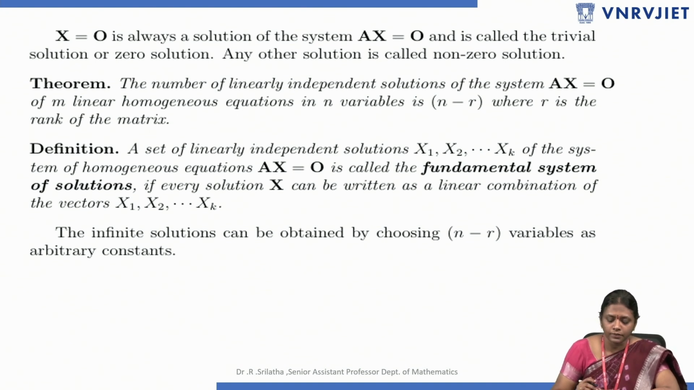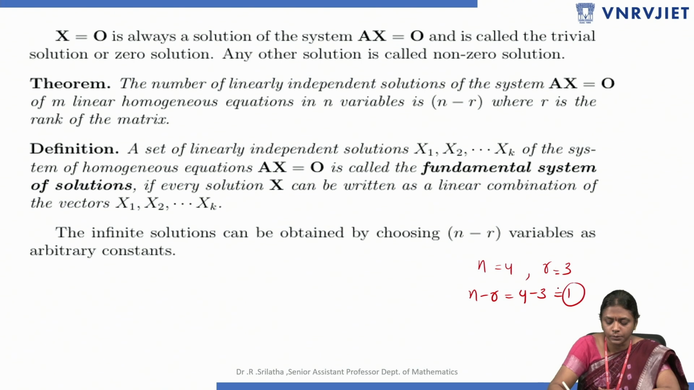Suppose I have small n equal to 4 and the rank I got is 3. If I want to find n minus r, that is 4 minus 3, which is equal to 1. That means I need to choose one arbitrary constant. You may take any arbitrary x, y or z. I am taking k as the arbitrary constant. So using this condition, we may calculate the remaining solutions in terms of k itself.